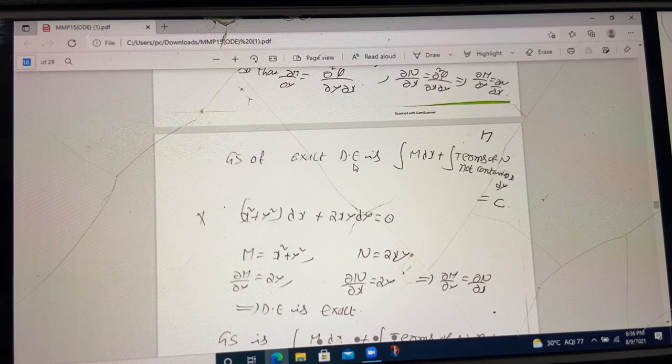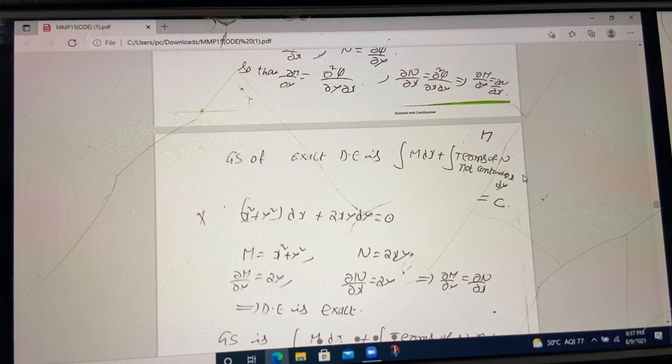What's the general solution for an exact equation? Integral of M dx, regarding y as constant, plus integral of the terms of N not containing x into dy, is equal to constant. What is meant by terms of N not containing x? Not containing x means it should contain y or any constant. So the terms containing y and constant terms should be included. Integrate with respect to y and then add the constant.